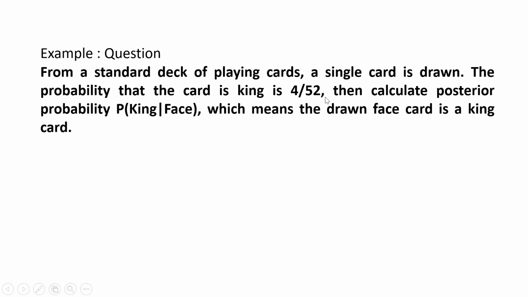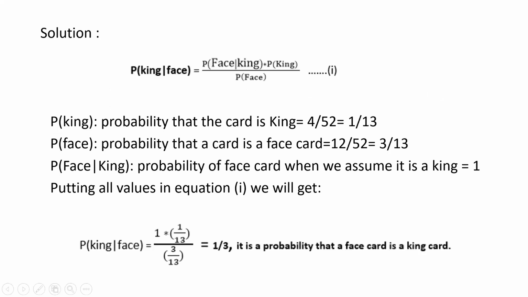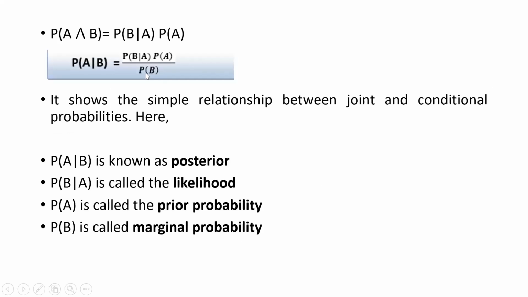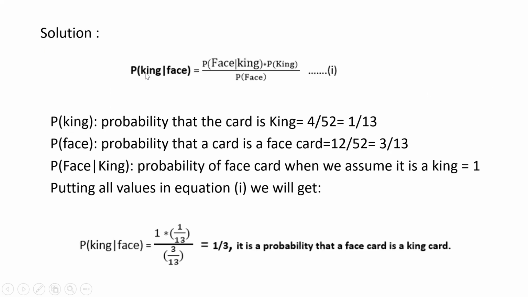And as we know, a total of 52 cards are there, of which 4 cards are kings, right? The probability that a card is a king, the probability of the card we draw is 4 by 52, because we have 4 king cards and a total of 52 cards. So we have to find the posterior probability, and we know everything here: probability of king upon probability of face card, right? So what we have discussed, the formula is this.